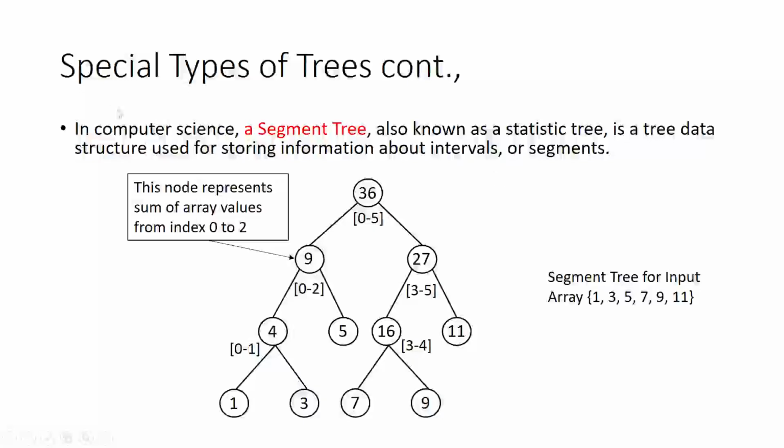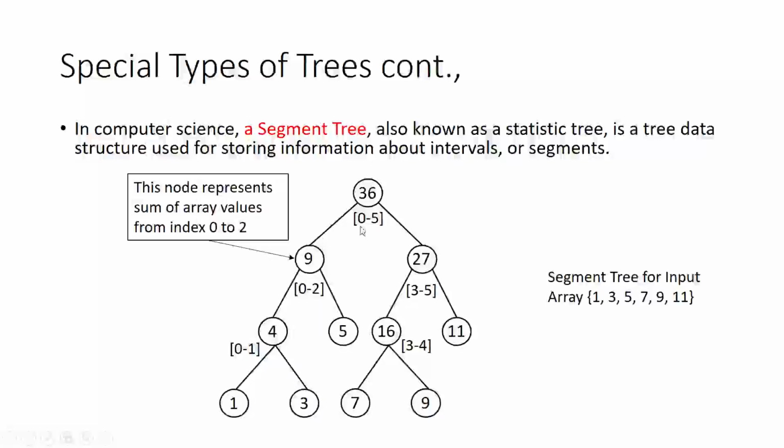Then another type of tree is the segment tree. Let us consider this example. The array we have is 1, 3, 5, 7, 9, 11. The sum of these values, 1 plus 3 plus 5 plus 7 plus 9 plus 11, is 36, which will become the root. The array starts with index 0, so that is 0 to 5, whose sum is 36. We make it the root.